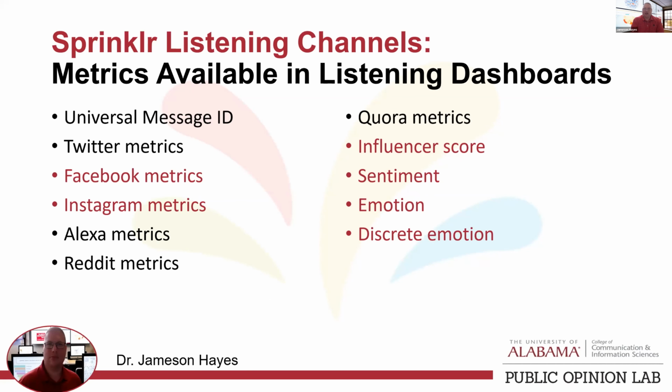So, here's a metrics table that I built for our instance. We have that universal message ID. We have all the Twitter metrics, all the Facebook metrics, all the Instagram metrics, all the Alexa metrics, all the Reddit metrics, all the core metrics. And then we have influencer score, sentiment, emotion, and discrete emotion.